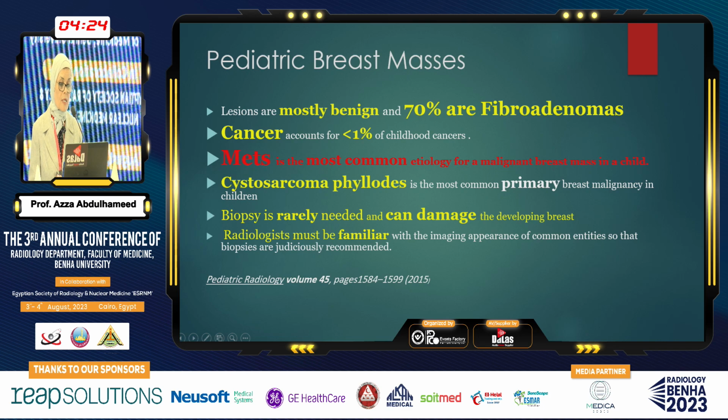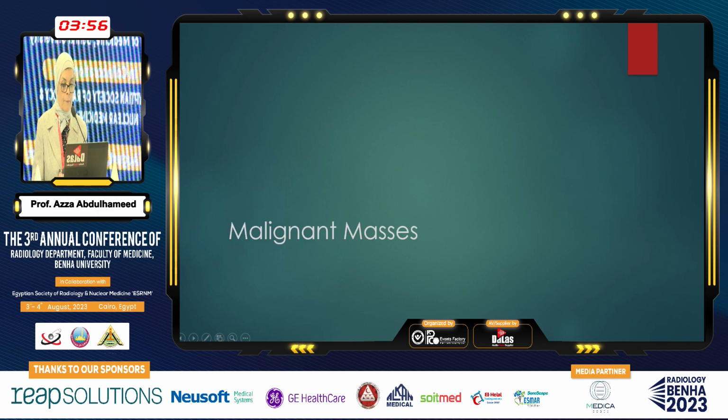For the pediatric breast masses, most of them are benign, 70% are fibroadenomas. Cancer accounts for less than 1% in childhood. You should remember that mets is the most common etiology for a malignant breast mass in a child. Cystosarcoma phyllodes is the most common primary. You should be cautious about requesting biopsy in a developing breast because this may damage the breast.